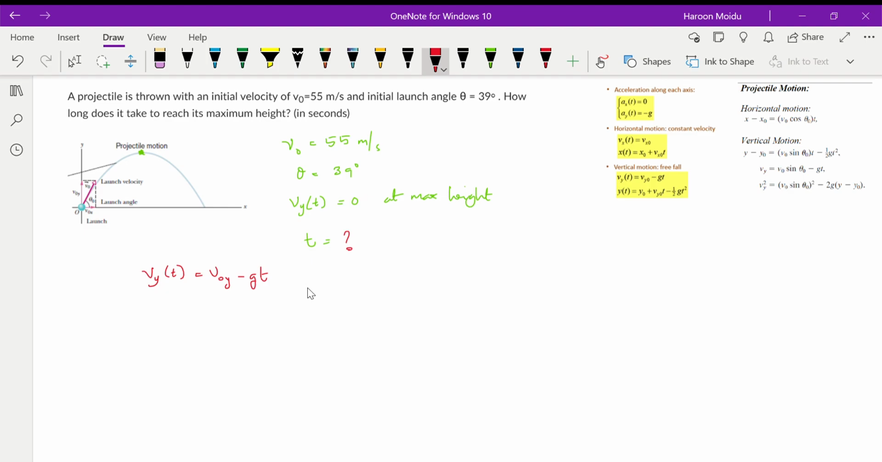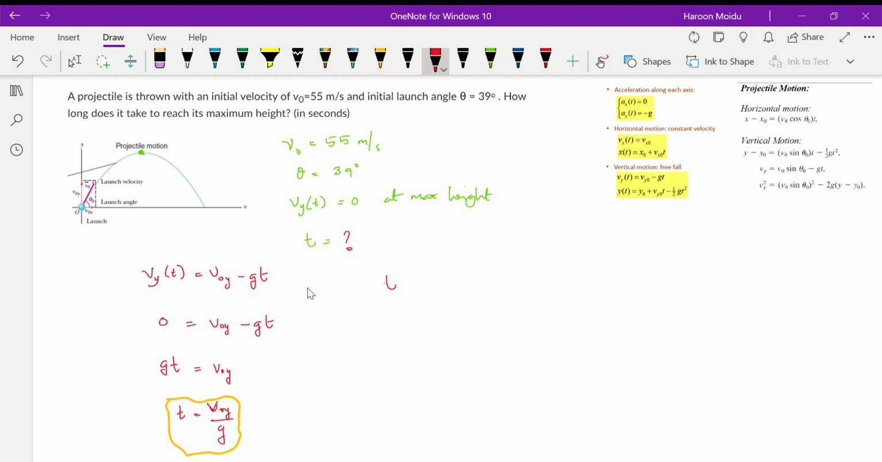We know that at the maximum height vy of t will be 0. So it's going to be 0 equals v0y minus gt. Let's rearrange this one. Let's take this to the other side. So it's going to be gt equals v0y. So we can say that t equals v0y over g. So now we have the expression to find the time a projectile takes to reach its maximum height. Now we just need to plug in the values.